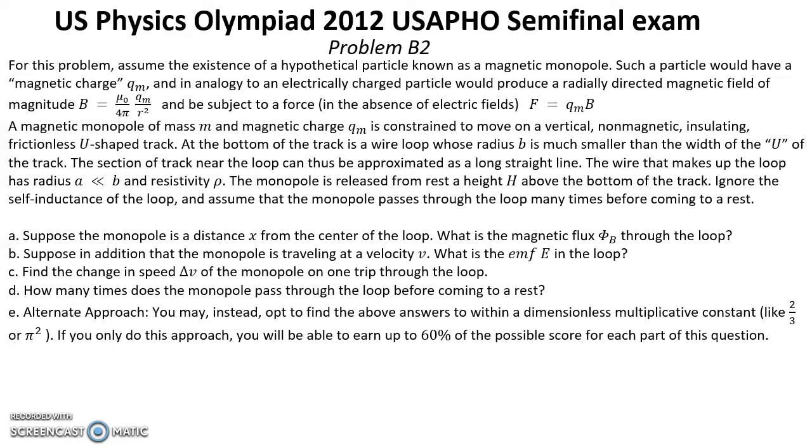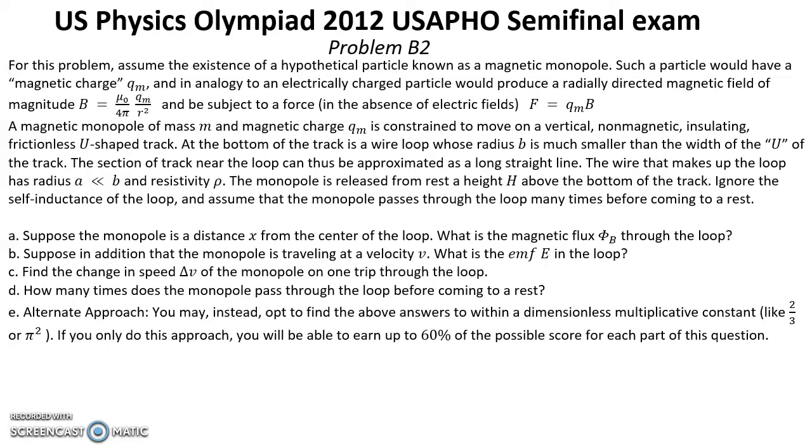For this problem, assume the existence of a hypothetical particle known as a magnetic monopole. Such a particle would have a magnetic charge Qm, and in analogy to an electrically charged particle would produce a radially directed magnetic field of magnitude B equal mu0 over 4 pi multiplied by Qm over r squared, and be subject to a force in the absence of electric fields F equal Qm multiplied by B.